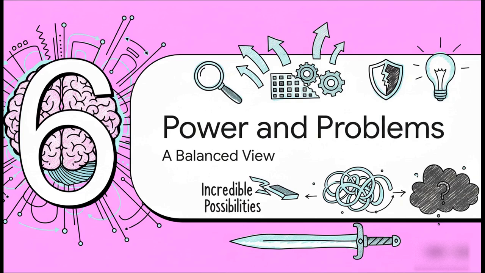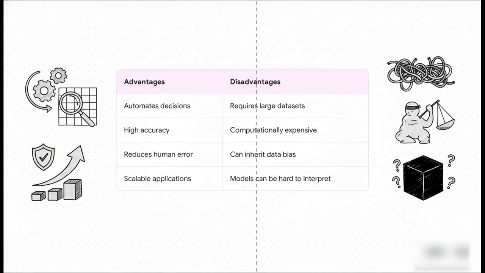Now, as with any powerful technology, pattern recognition comes with some incredible upsides, but also some pretty big challenges we really need to be aware of. So on one hand, it's amazing. It automates complex tasks, can be way more accurate than a human, and it scales like crazy. But it needs enormous amounts of clean data, it can be super expensive to run, and this is a big one. If the data you train it on is biased, the AI will be biased too. Some of these models can also become a black box, where they give us an answer, but we can't fully understand how they got there.